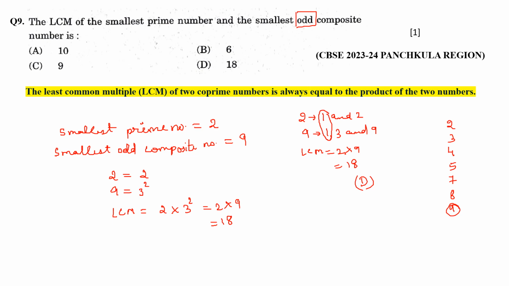So I have solved this question in two ways and I have given some information also that for two co-prime numbers, HCF will always be 1 and LCM is always equal to the product of the two numbers. Okay, so now I am moving to the next question.